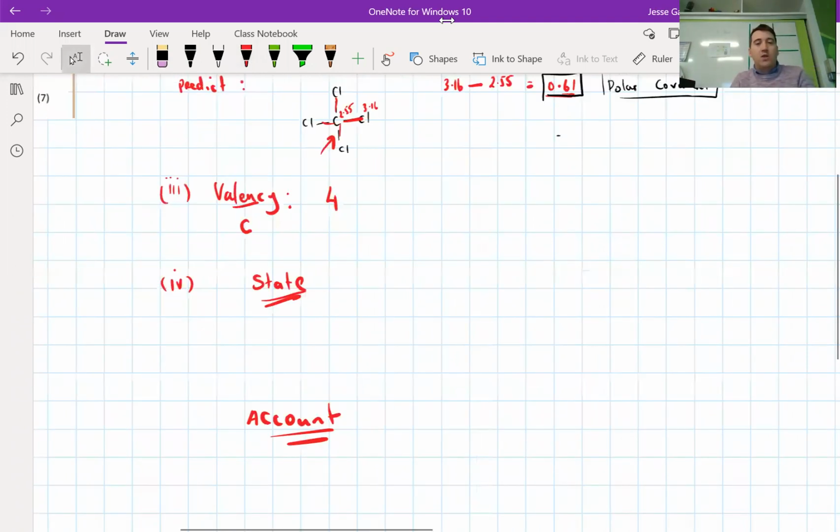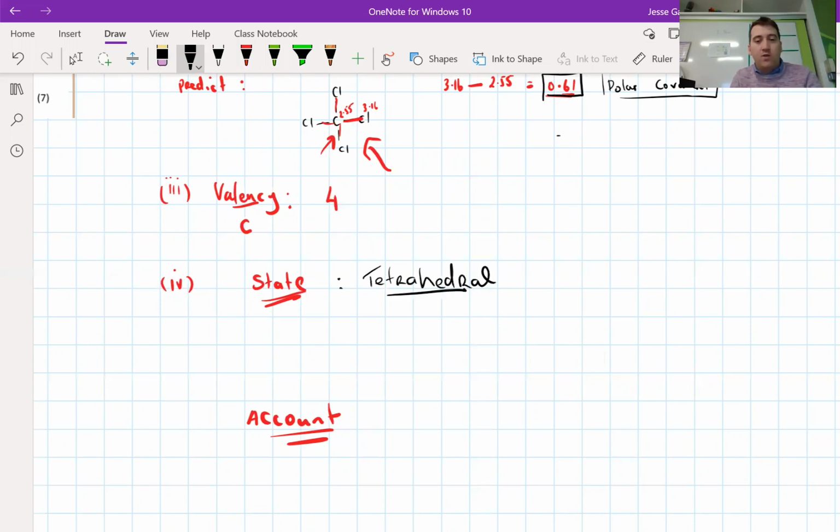Right, so state, what shape is this molecule? What's the name of that shape? Pause the video, write it down. Okay, what I should have said is this is a tetrahedral molecule. Tetrahedral. Again, if you've never heard of that before, you are doing the wrong question. You should not be doing this yet. Go and watch the videos that I've made on shapes of molecules.